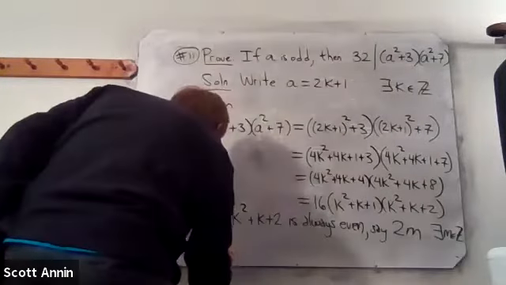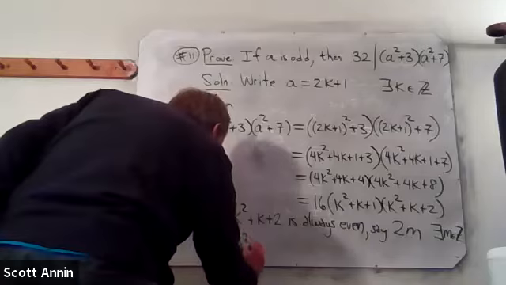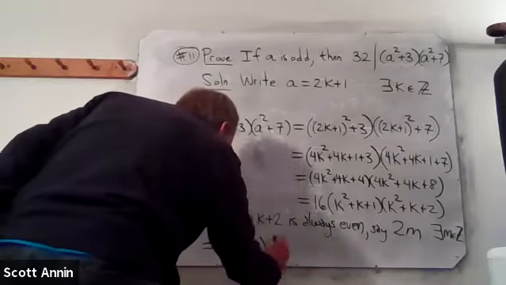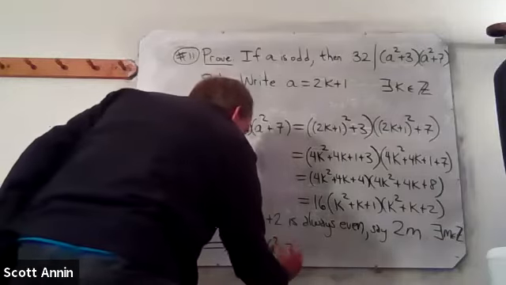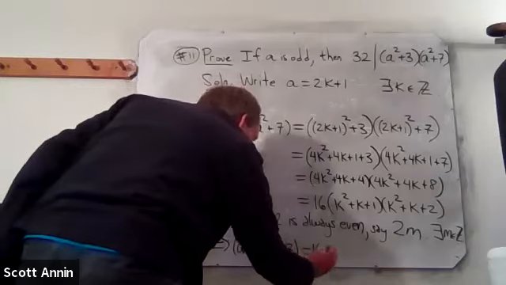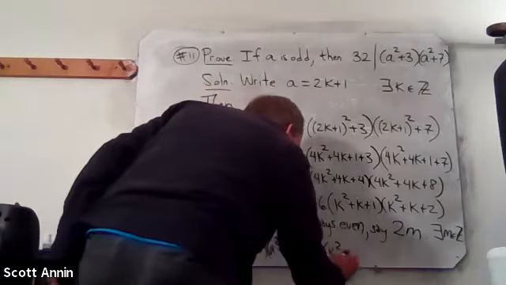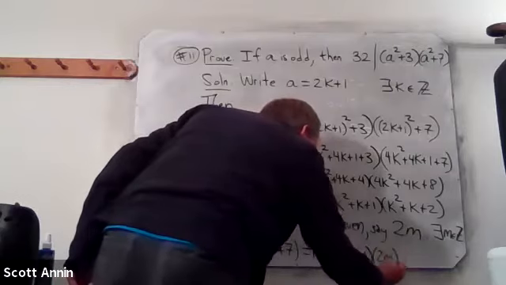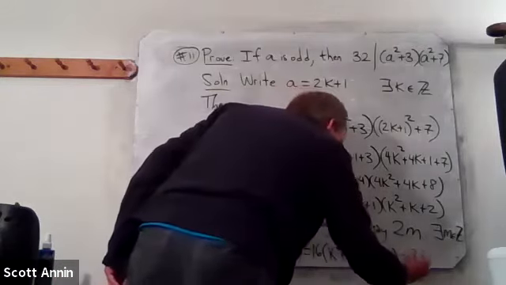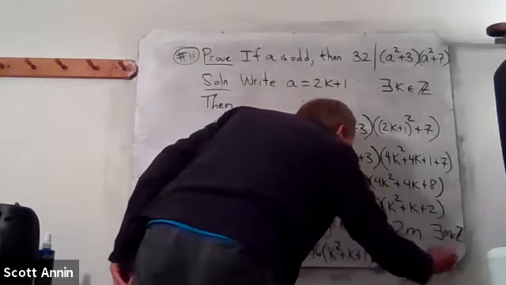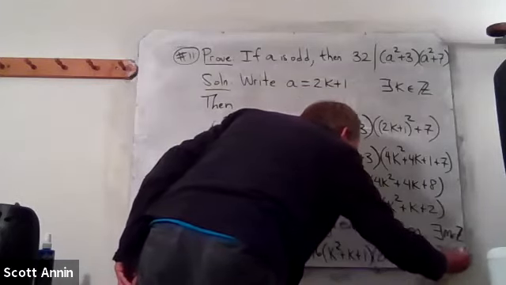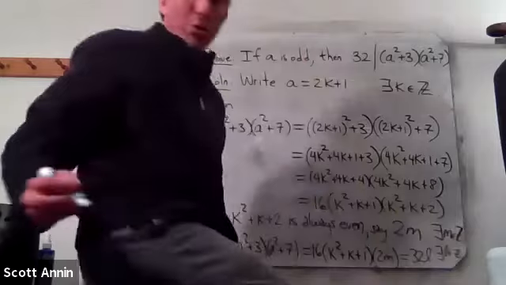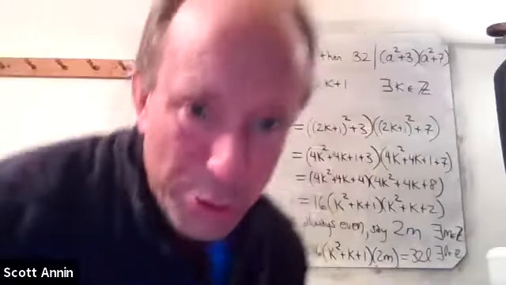And so now we can just say that a squared plus 3 times a squared plus 7 is 16 times k squared plus k plus 1 times 2m, which is, I don't know, 32L for some L in the integers. And that's basically the end of the proof. You've got it as a multiple of 32 here.